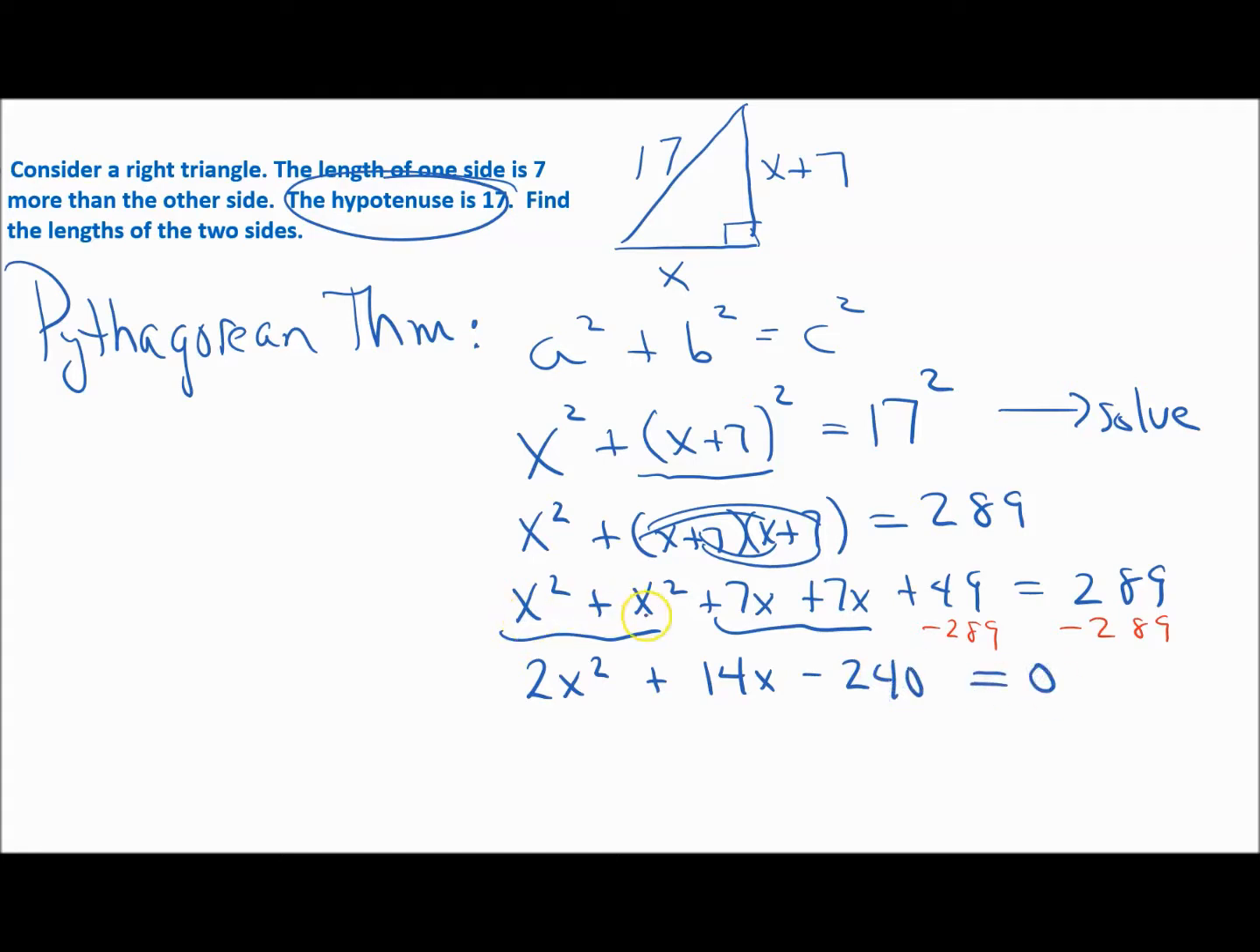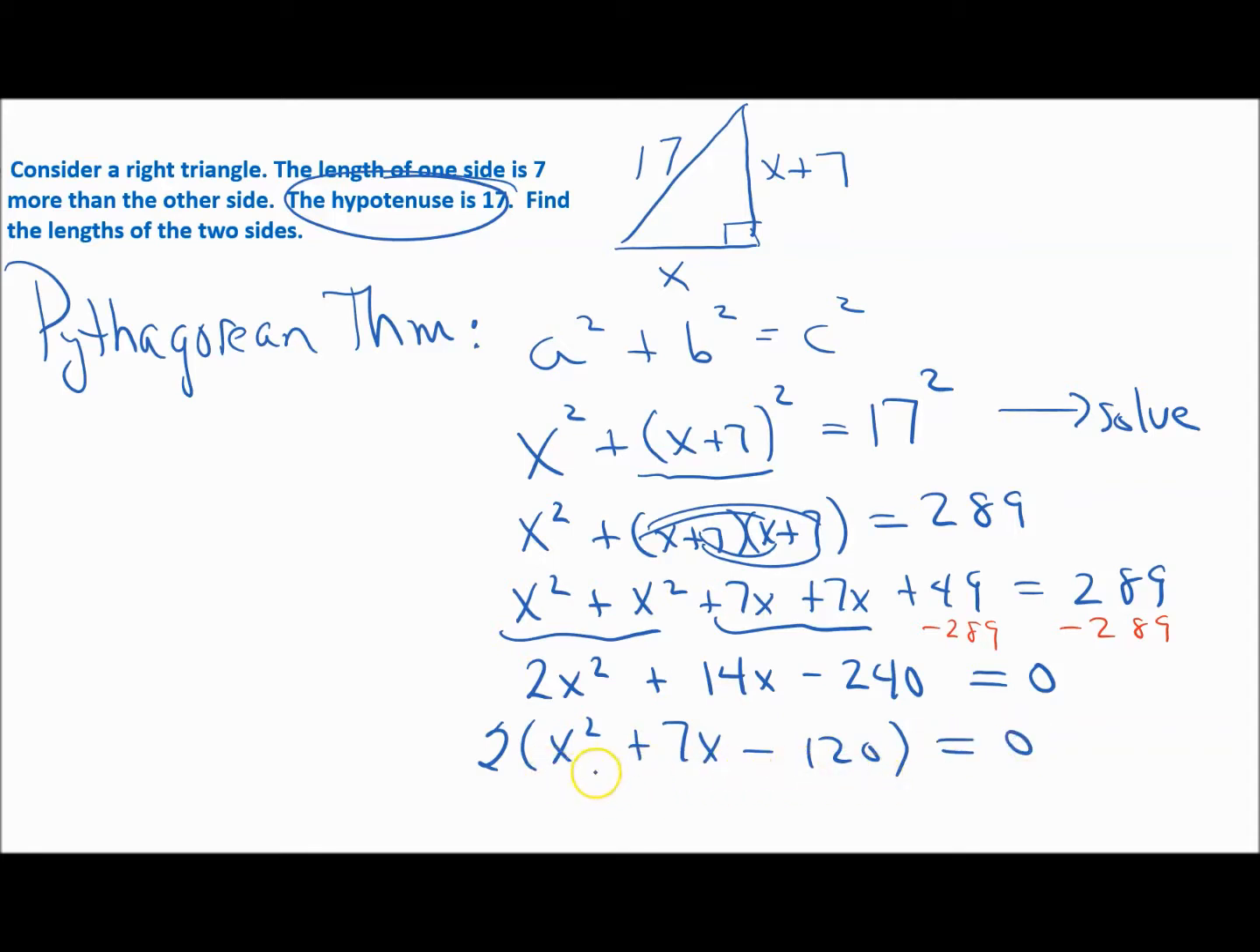So again, x squared plus x squared is 2x squared. 7x plus 7x is 14x. 49 minus 289, so I get my 0 is minus 240. Now these have a greatest common factor of 2. So I'm going to factor that out. That's x squared plus 7x minus 120 equals 0.